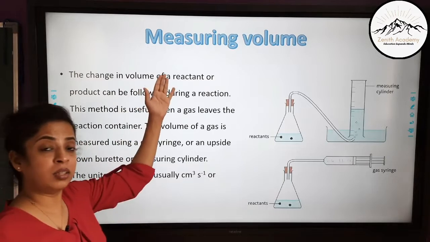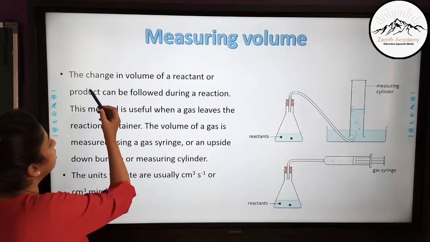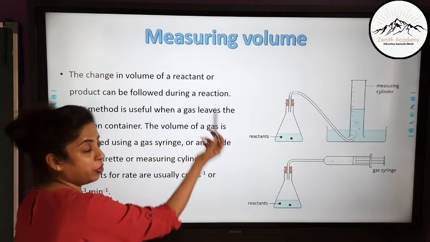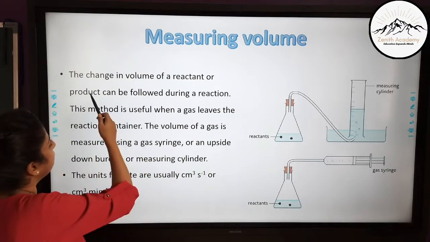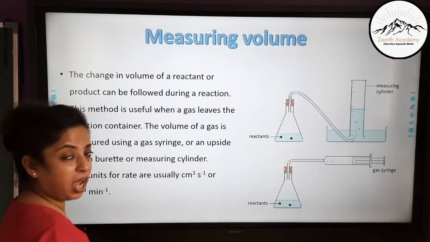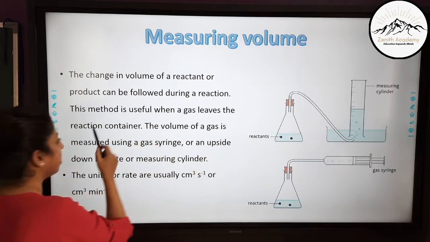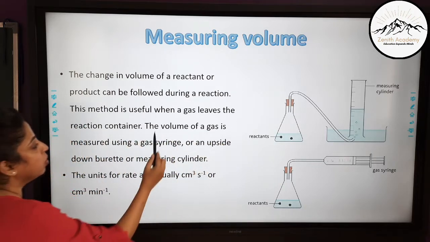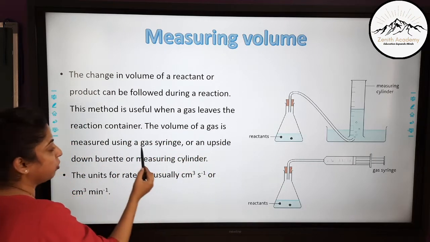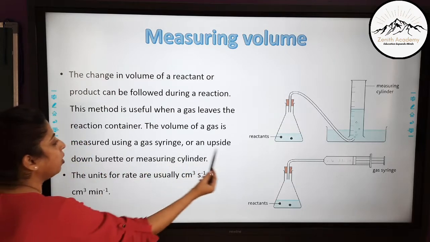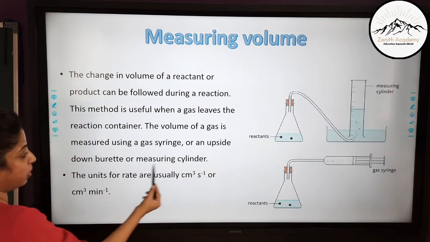Now the second method is measuring volume. The change in volume of a reactant or product can be followed during a reaction. This method is useful when a gas leaves the reaction container. The volume of gas is measured using a gas syringe or an upside down burette or measuring cylinder.